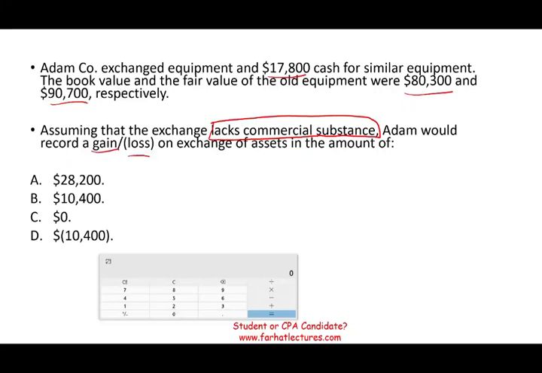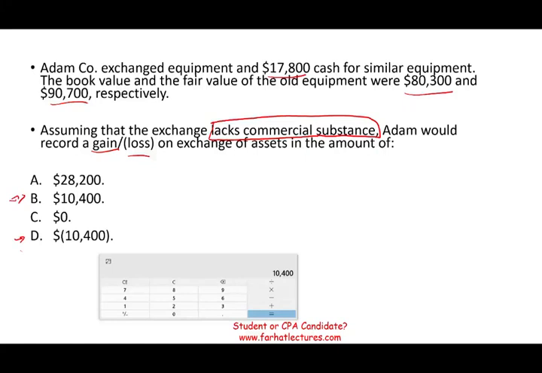First, we have to determine whether we have a gain or a loss. Well, we have fair value of 90,700 minus 80,300. So first determine the gain or the loss. We have a gain of 10,400. There's an answer of 10,400, and there's also a loss of 10,400. We know it's a gain.